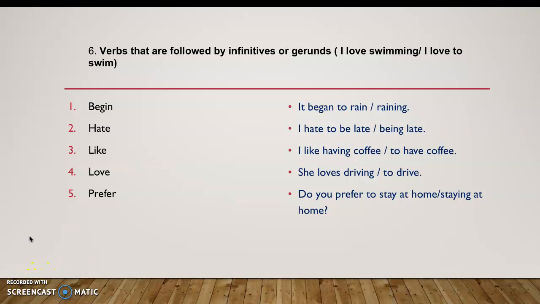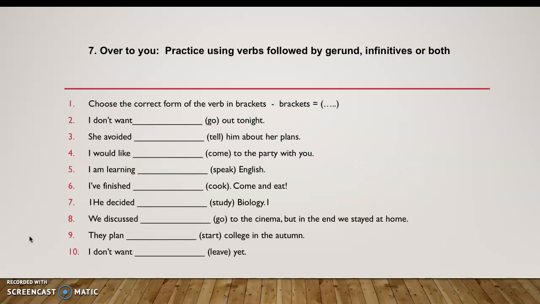Now, that's a lot of information, I know, so I think you need to practice a little bit. So let's take a look. I would like you to practice using the verbs followed by gerund, infinitive, or both. So choose the correct form of the verb in brackets. In brackets means like this. So let's have a look at this one.